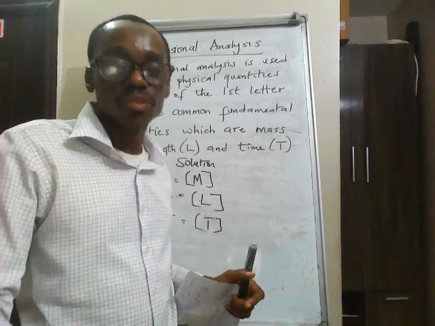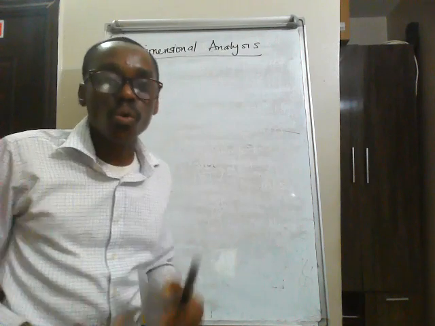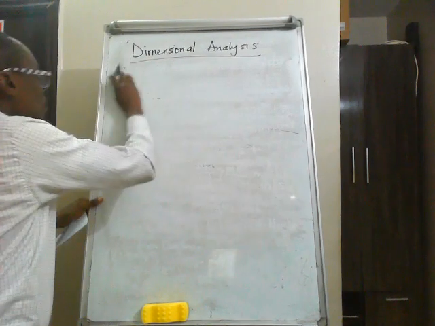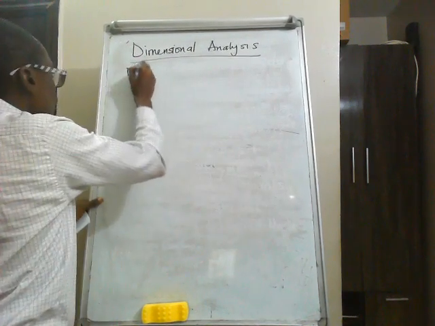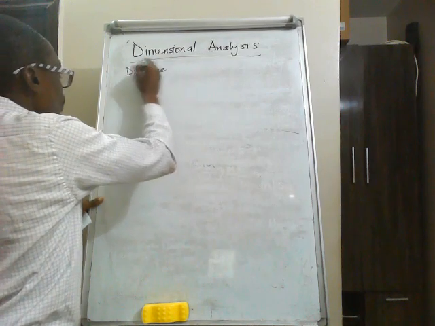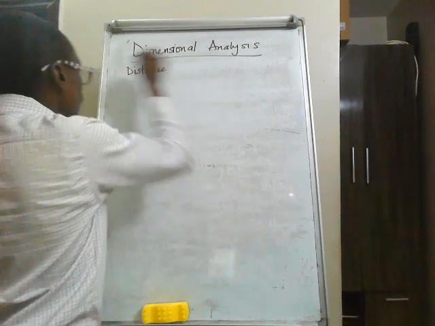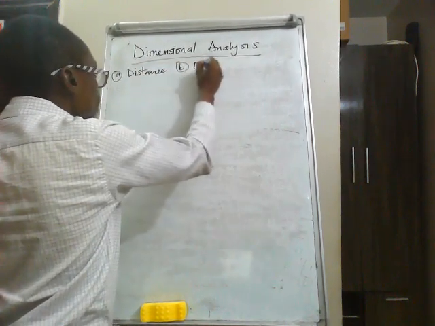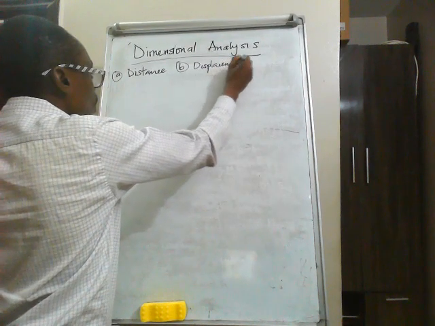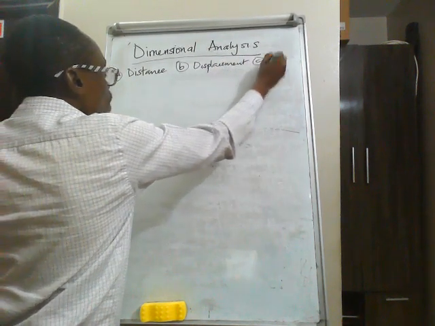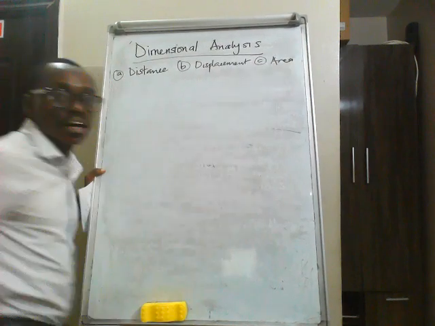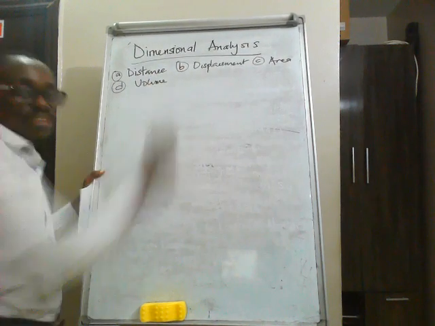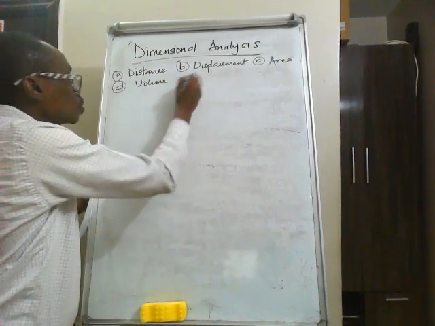So we are going to move on now. What is the dimension of distance? We want to get the dimension of distance, the dimension of displacement, the dimension of area, and the dimension of volume. So we are going to start from simple to complex. So, solution.